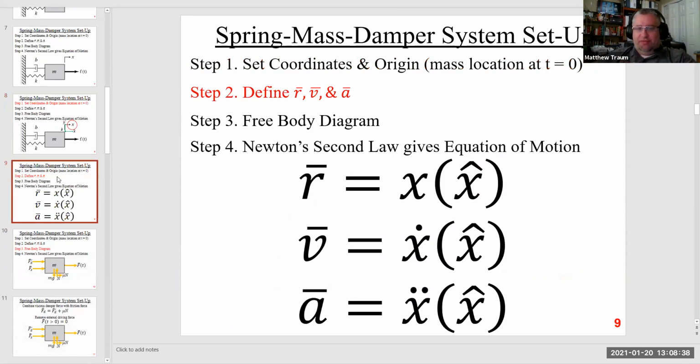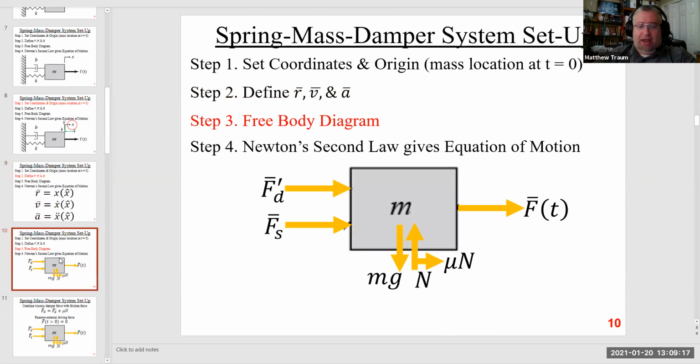Step number two is to define my variables. And really, this is just semantics. I could have left things as position, velocity, and acceleration if I wanted to, but it's easier to solve a differential equation where everything is the same variable. And so all I'm doing is just renaming my position vector as x multiplied by the direction x hat. My velocity vector is just the first derivative of position with respect to time in the x hat direction. And my acceleration vector is the second derivative of position with respect to time, also multiplied by the x hat vector. So that gets us those definitions.